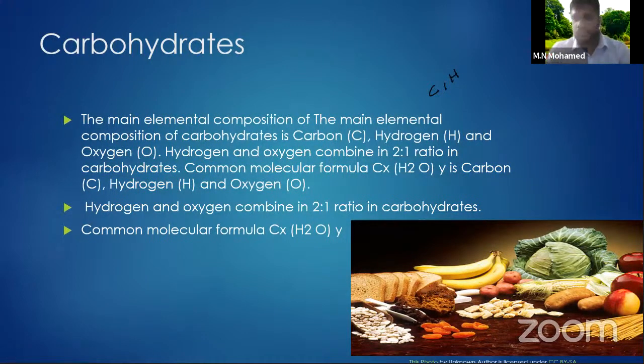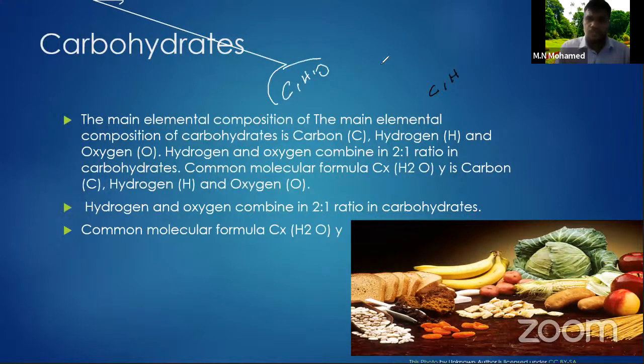What is carbohydrate? We all know from grade 4, from basic science, that carbohydrate is a main elemental composition of our body. Carbohydrate contains mainly the following elements: carbon, hydrogen, and oxygen. These three elements are the main composition of carbohydrate.